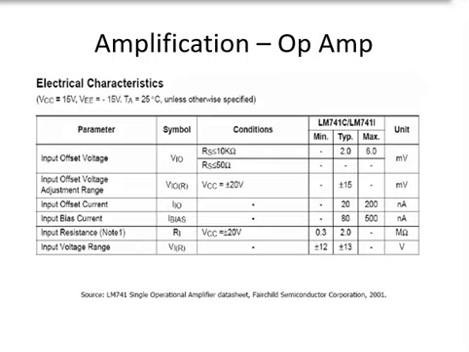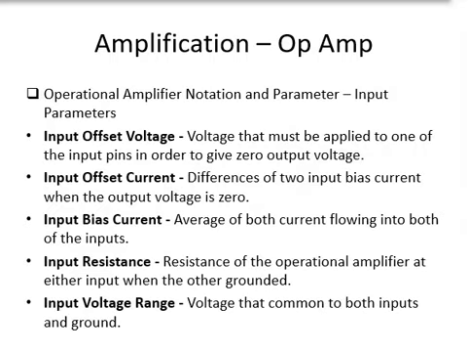In the single operational amplifier datasheet, there are a few terms that are listed, such as input offset voltage, input offset voltage adjustment range, input offset current, input bias current, input resistance, and input voltage range. Input offset voltage is a voltage that must be applied to one of the input pins in order to give zero output voltage. Input offset current is the difference of the two input bias currents when the output voltage is zero.